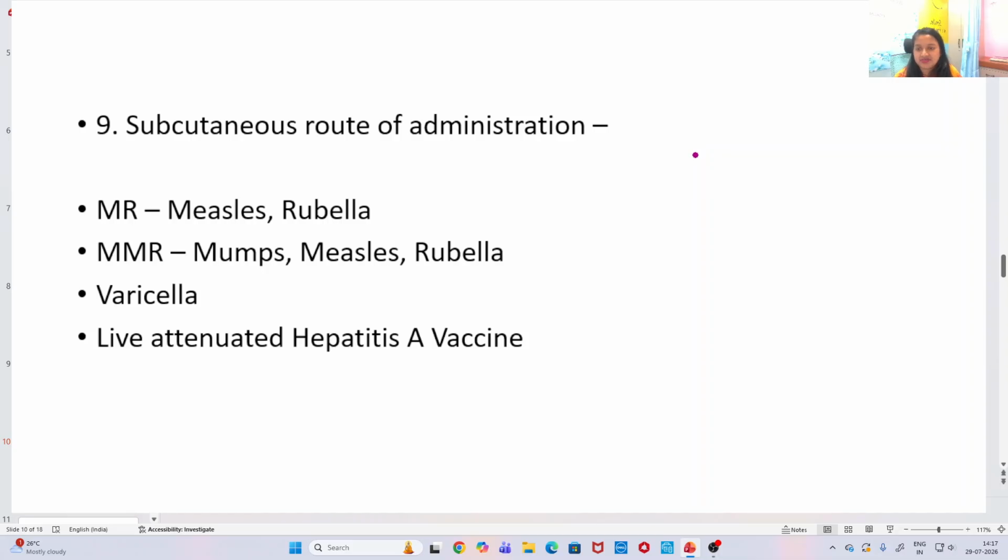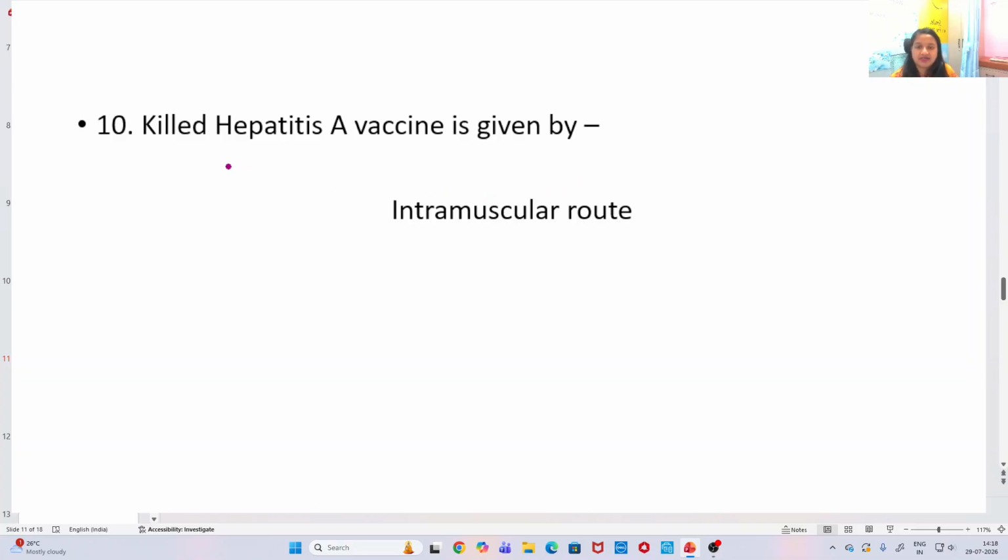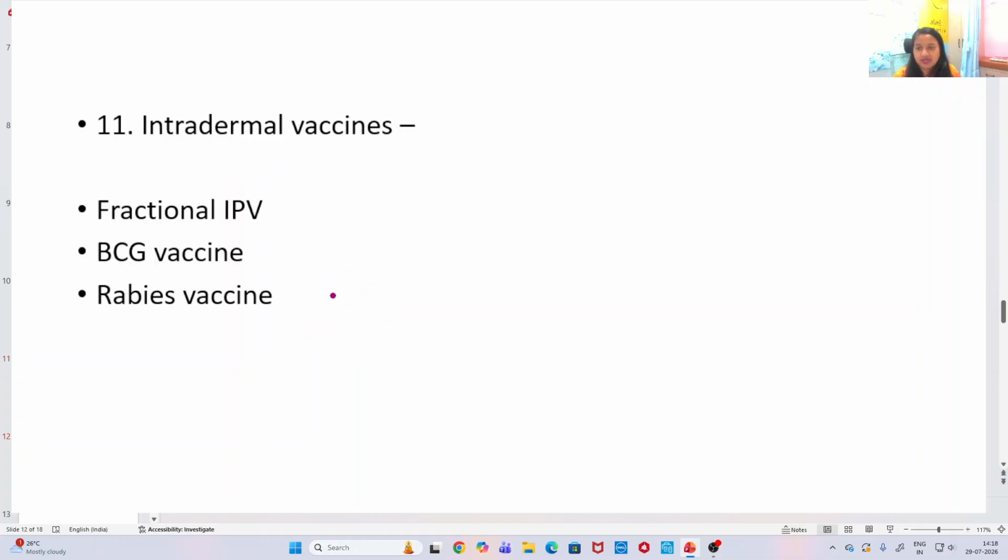Subcutaneous route of administration. This is used in MMRV, that is mumps, measles, rubella and varicella, and live attenuated hepatitis A vaccine. So hepatitis A vaccine is of two types. Live attenuated is given as a subcutaneous vaccine. Other ones are MMR and varicella. The killed hepatitis A vaccine is given by the IM route. The live attenuated is subcut, killed hepatitis A vaccine is IM route.